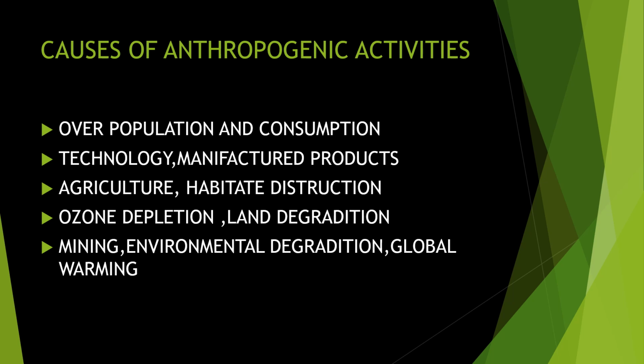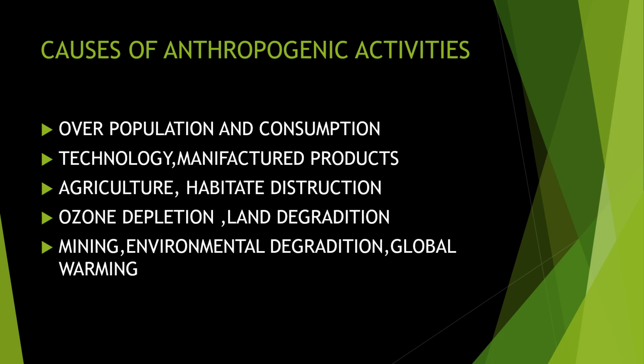Next is technology. When technology increases, people neglect the environment, and they make use of the environment for their purpose and neglect the surroundings. That is another reason. Next is manufacturing products, and the wastage of the manufacturing products is also one of the reasons. Next is agriculture. Why agriculture? Because we are using some kinds of fertilizers that are not biological.